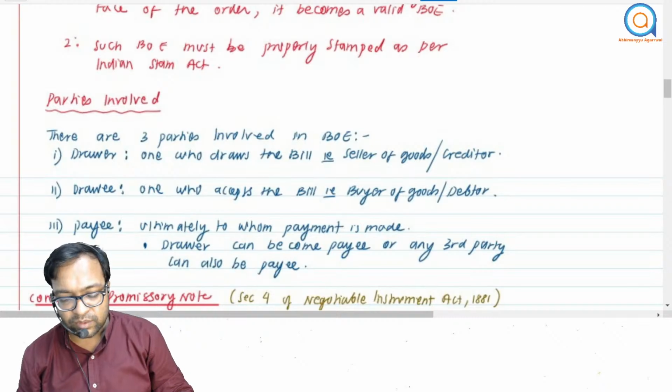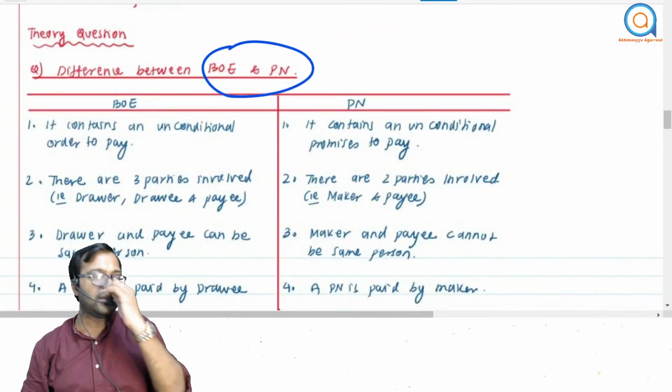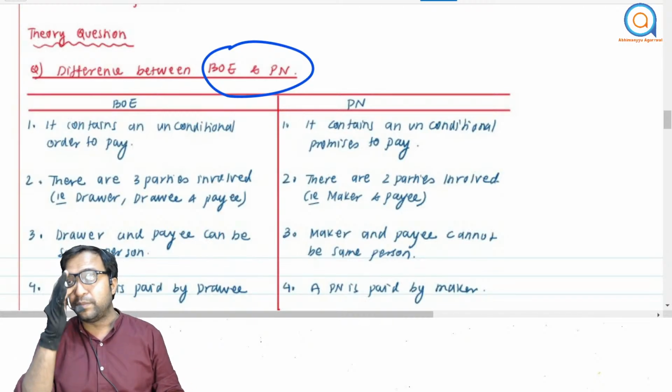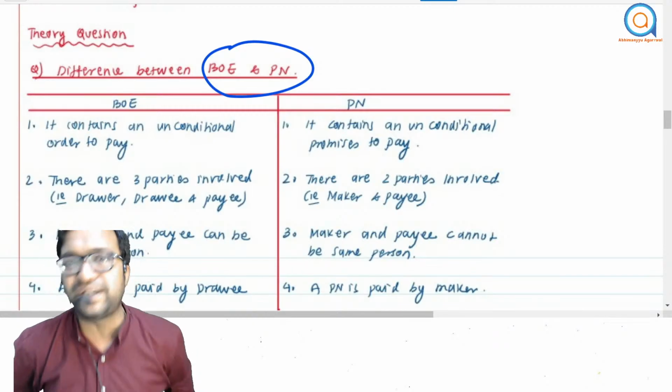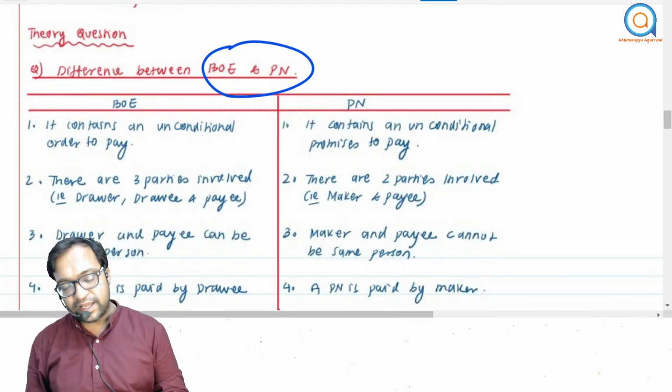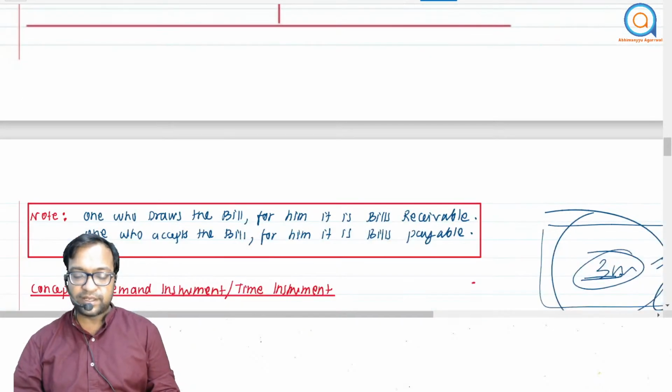There is a theoretical question that can be asked in exam, that is, what is the difference between a bills of exchange and promissory note. So make sure you read this theory yourself. I am not reading the theory for you. Read this theory. They can ask you for 4 marks: the difference between a bills of exchange and a promissory note.